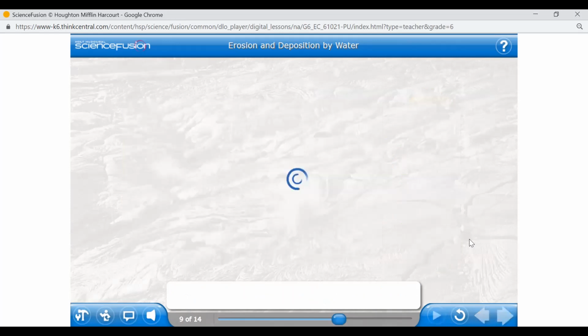These are cliffs, girls. Erosion carries away rock particles. This is why I wanted to show you the video, so that you see the pictures of them and compare what it is.